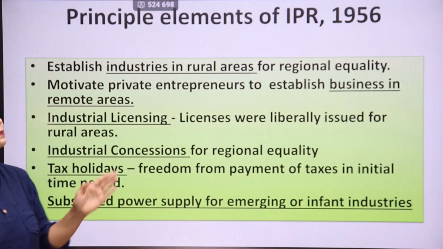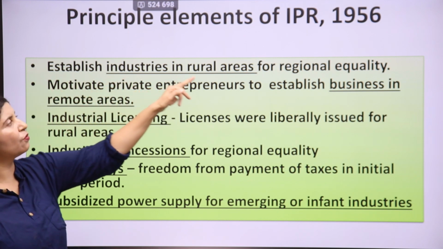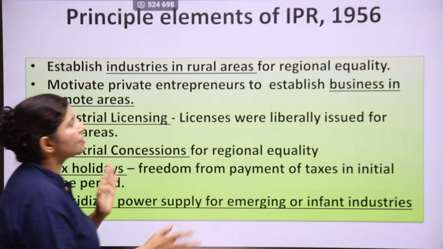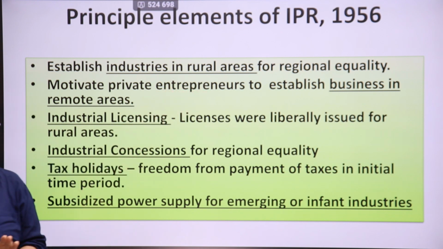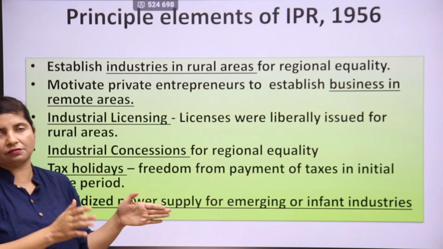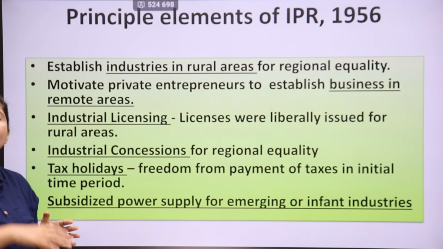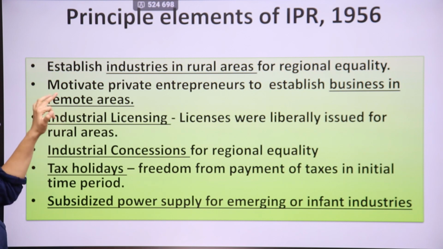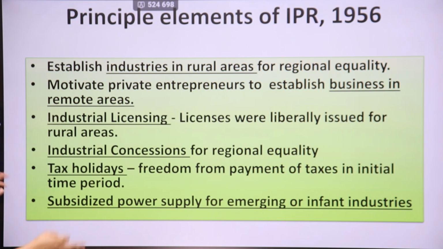Now, what are the other principal elements of IPR 1956? It endeavored to establish industries in rural areas for regional equality. Why? Because industries are normally concentrated in cities and towns, and very small villages or very remote areas do not have enough industries. So the government tried to establish industries in rural or far-flung, remote areas of India. Then it motivated private entrepreneurs to establish businesses in remote areas. Licenses were given quickly to people who wanted to establish businesses in remote areas of India.